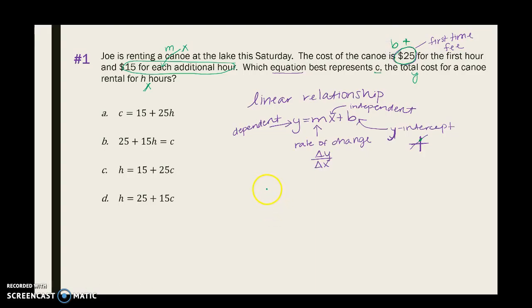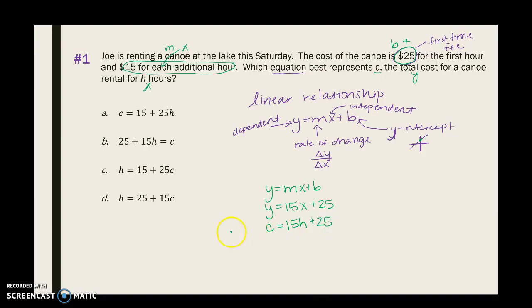So let's go ahead and write it in y equals mx plus b. So y equals 15x, because it's $15 an hour, plus $25 for that first hour. And then it tells us C is going to represent the total cost, and we said that's y, so let me change this to C, and then I keep 15 times the number of hours, so they want this to be H instead of x. That's all I'm doing right now.